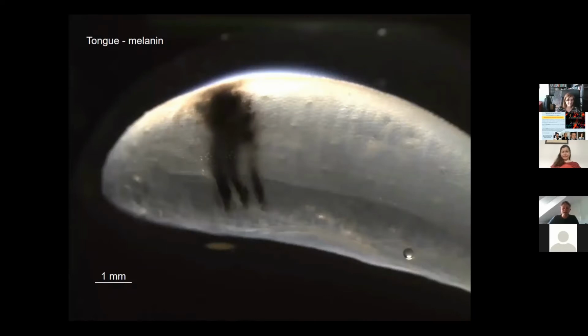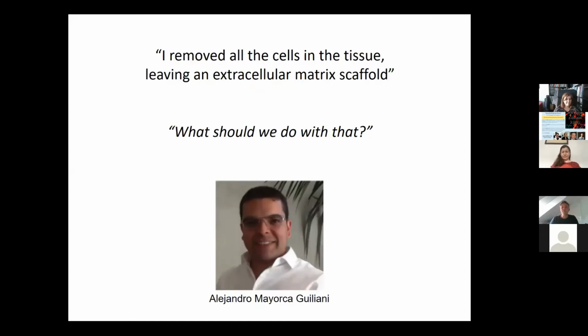And he told me, what is this? And he said, I removed all the cells from the tissue, leaving just the extracellular matrix scaffold. What should we do with this, he said. So this crazy doctor has been operating on all these animals, has been able to remove every single cell in a tissue while maintaining the structure of the organ. So as he told me, Chris, what should we do with this?